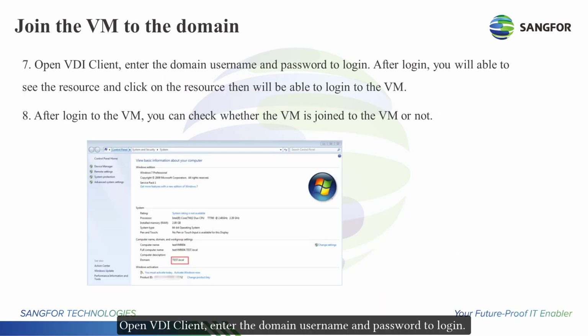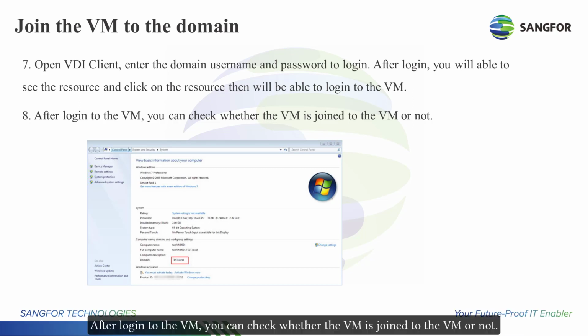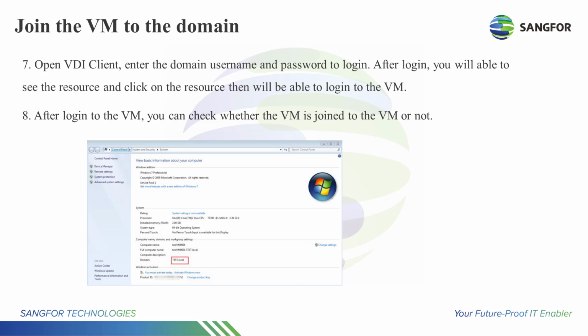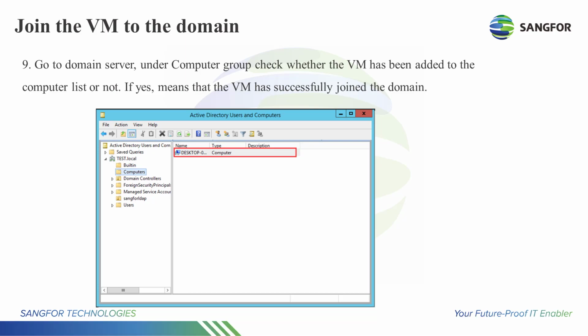Open the VDI client and enter the domain username and password to log in. After login, you will be able to see the resource. Click on the resource, then you will be able to log in to the VM. After logging in to the VM, you can check whether the VM has joined the domain or not. Go to the domain server, and under the computer group check whether the VM has been added to the computer list. If yes, it means that the VM has successfully joined the domain.